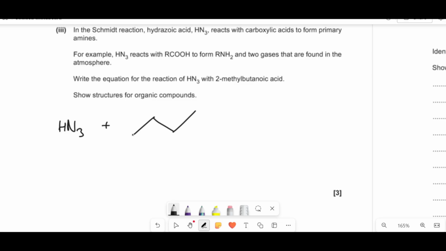1, 2, 3, so that's 1, 2, 3, 4. Double bond O, OH, and it's 2-methyl, so 1, 2, there's 2-methyl, right? It's going to make something. So the question's told you that if it reacts with this, it will form RNH2. So write down what you know it's going to be. So it's going to be this same thing, but now it's just got an NH2 on the end here, right? And this, then compare side by side.